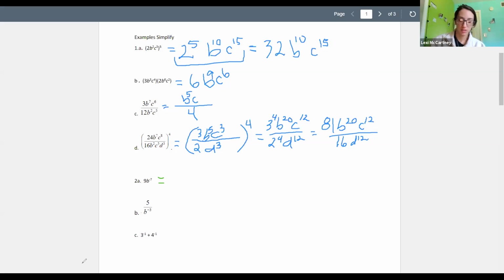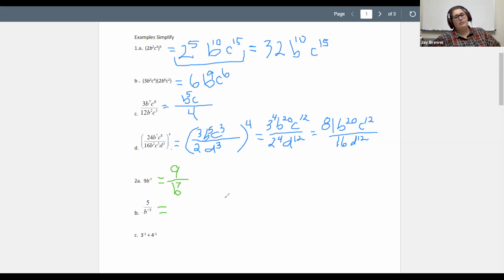Would you have to put it in reciprocal form to find the reciprocal of it? Kind of. So right now the b to the -7 is up top. So when you say reciprocal form, we're still going to keep the 9 up top because it has a positive exponent. We are going to bring that b to the 7th down below so it can be a positive exponent. Okay? Very good.